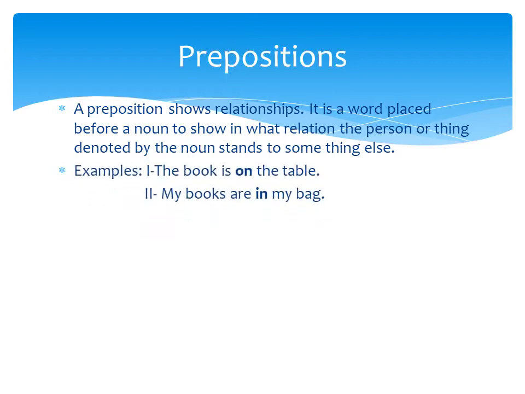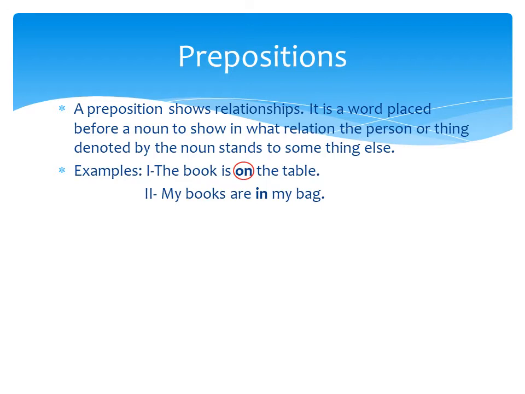Examples. The book is on the table. In this sentence, the book is a noun. The table is also a noun. Here is one word which is showing the relationship between book and table, that is on. On is a preposition which is telling us what the relationship is between the book and the table.